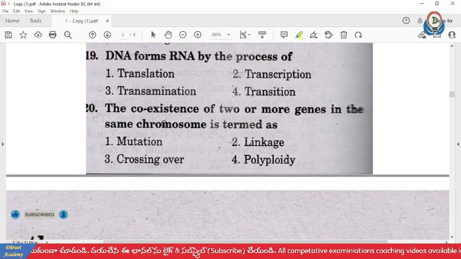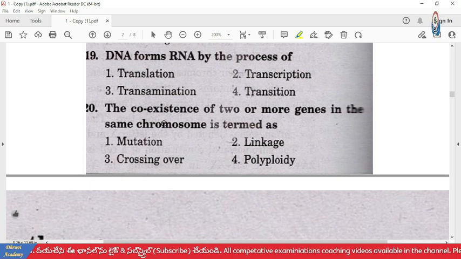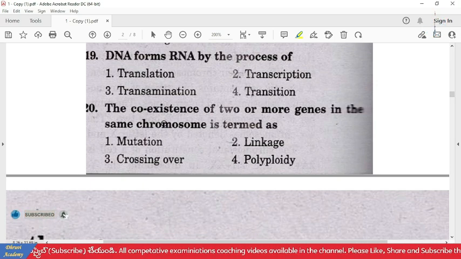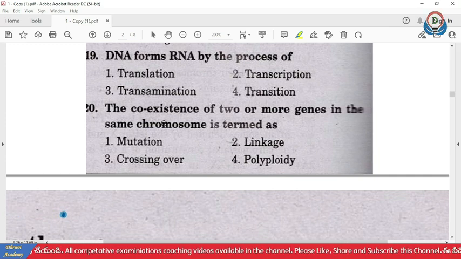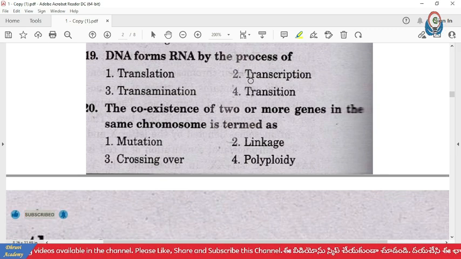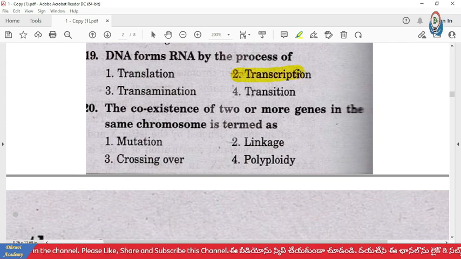Next, DNA forms RNA by the process of: is it a translation, or two, a transcription, and the third one, transmission, and the fourth one, transition? Which is the correct answer? Its answer is DNA forms RNA by the process of transcription.